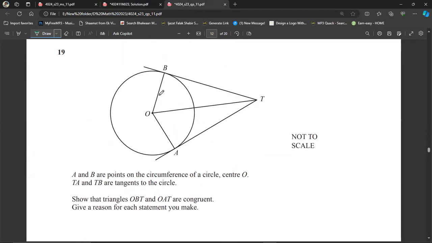So very simple. You know, OB is equal to OA. The reason is that both of them are the radius of the same circle. And BT and AT are equal to each other. The reason is these are the tangents from the same external point to the same circle. The tangents from the same external point to the same circle are always equal to each other in length. And the OT side is common to both triangles. So due to the SSS postulate, these two triangles, triangle OBT and OAT, are congruent to each other.